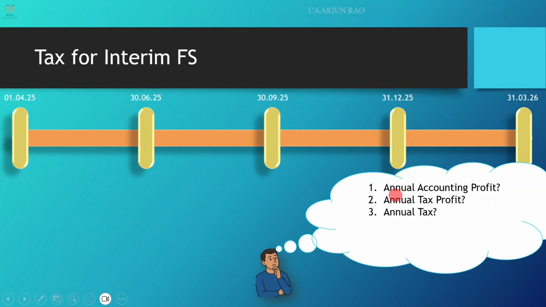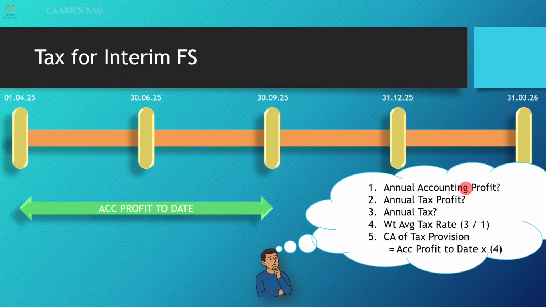This analysis of annual accounting profit, tax profit and annual tax we are doing for each of the interim periods. First interim period also we will do this analysis. Second interim period also we will do this analysis. And then we calculate what will be the weighted average tax rate. That will be the estimated annual tax divided by the estimated annual accounting profit. Please note that for interim financial statements, we calculate the tax rate as a percentage of the accounting profit.